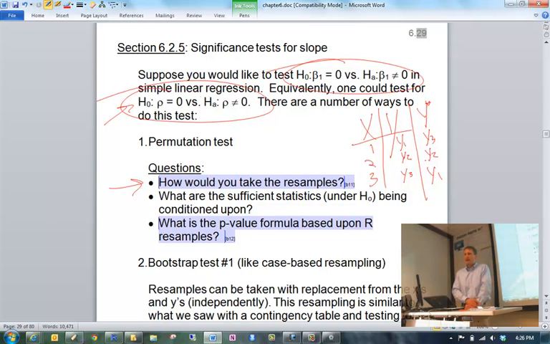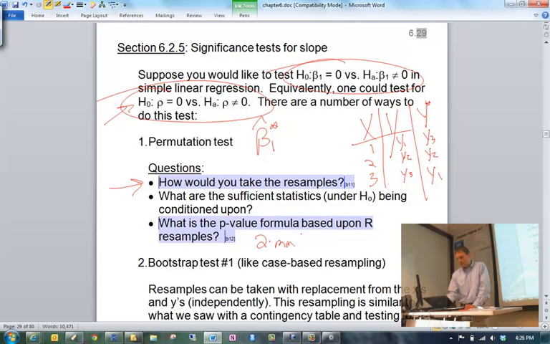What am I calculating for every resample? Yeah, let's say that we're calculating beta hat 1 star for every single resample. And so we're going to get a bunch of beta hat 1 stars. That's essentially going to replace, let's say, a normal distribution for beta hat 1 that you would normally use. And the p-value could be something like this.